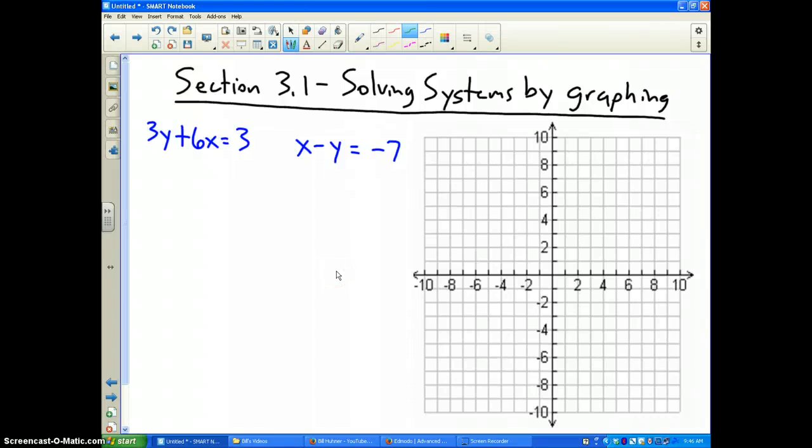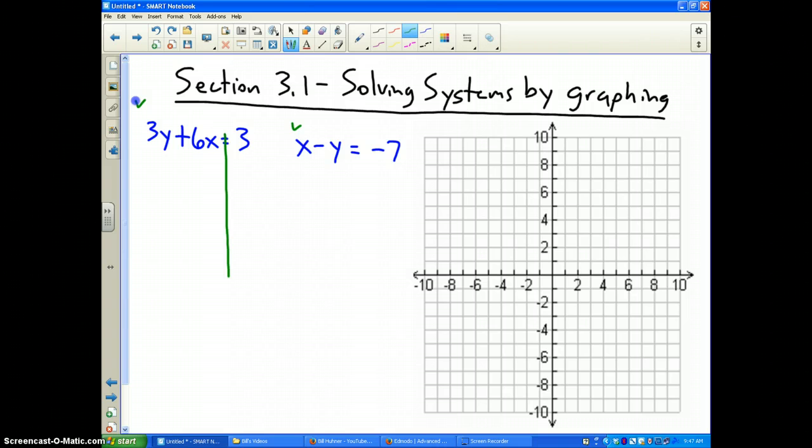Section 3.1, we are now going to solve systems of equations by graphing. I've listed the two equations that we're going to work with, but I put them side by side so we have some room to work: 3y plus 6x equals 3, and x minus y equals negative 7. The reason I put them side by side is because our easiest way of graphing is by putting them in slope-intercept form, just like we did back in Unit 2.